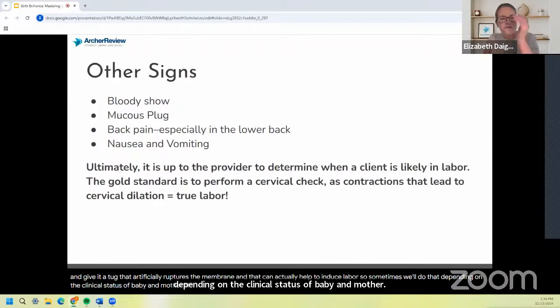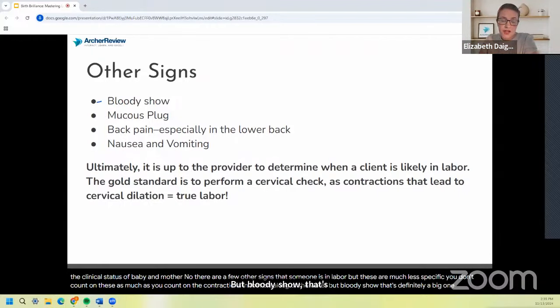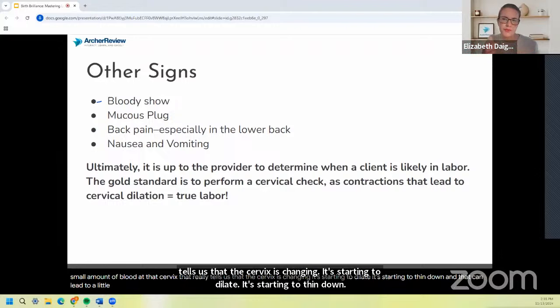Now, there are a few other signs that someone is in labor, but these are much less specific. You don't count on these as much as you count on the contractions and that breaking of the water. But bloody show, that's definitely a big one. If there's a small amount of blood at that cervix, that really tells us that the cervix is changing. It's starting to dilate, it's starting to thin down, and that can lead to a little bit of bleeding. So that often happens before someone's about to go into labor.